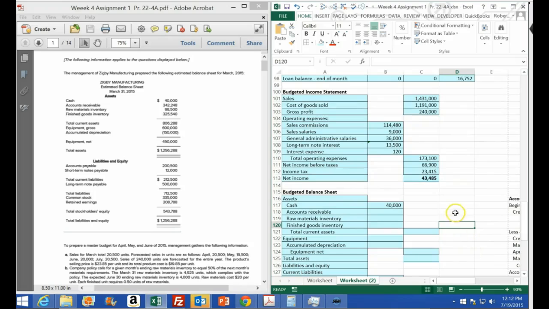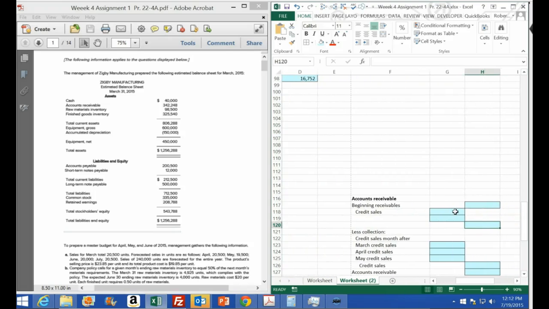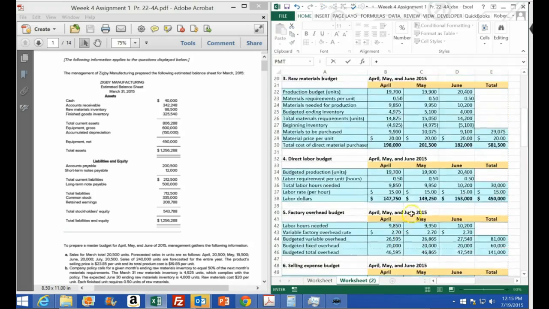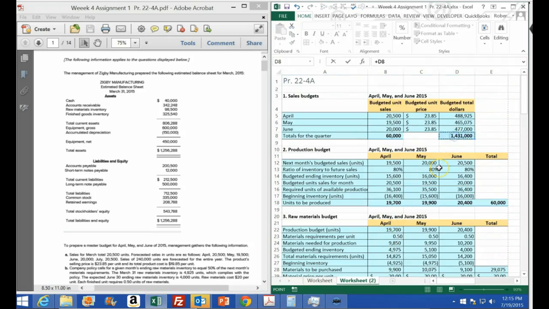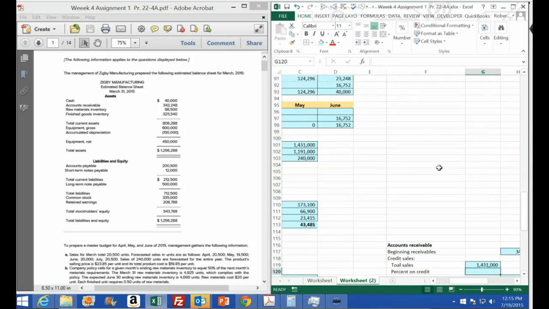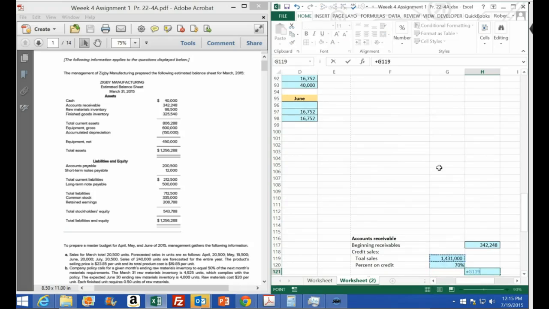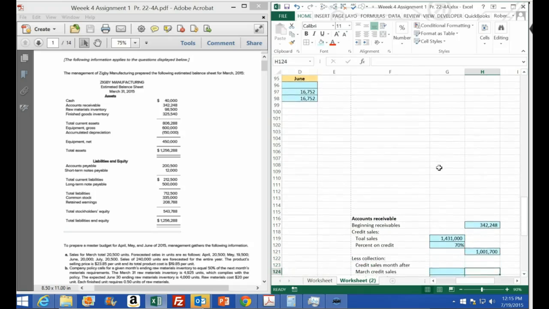So in order to calculate the receivable, let's bring our cursor over to this worksheet on the side here, and we're going to start off with the beginning receivable, which was the 342,248, and then we had the credit sale. So we'll calculate this taking total sales. So I'm going to say equals and scroll up to the sales that we had up here for the month, and that's the 1,431,000, and then remember that we had 70% on credit. So therefore the credit sales, we had this times this, and that gives us our 1,001,700.